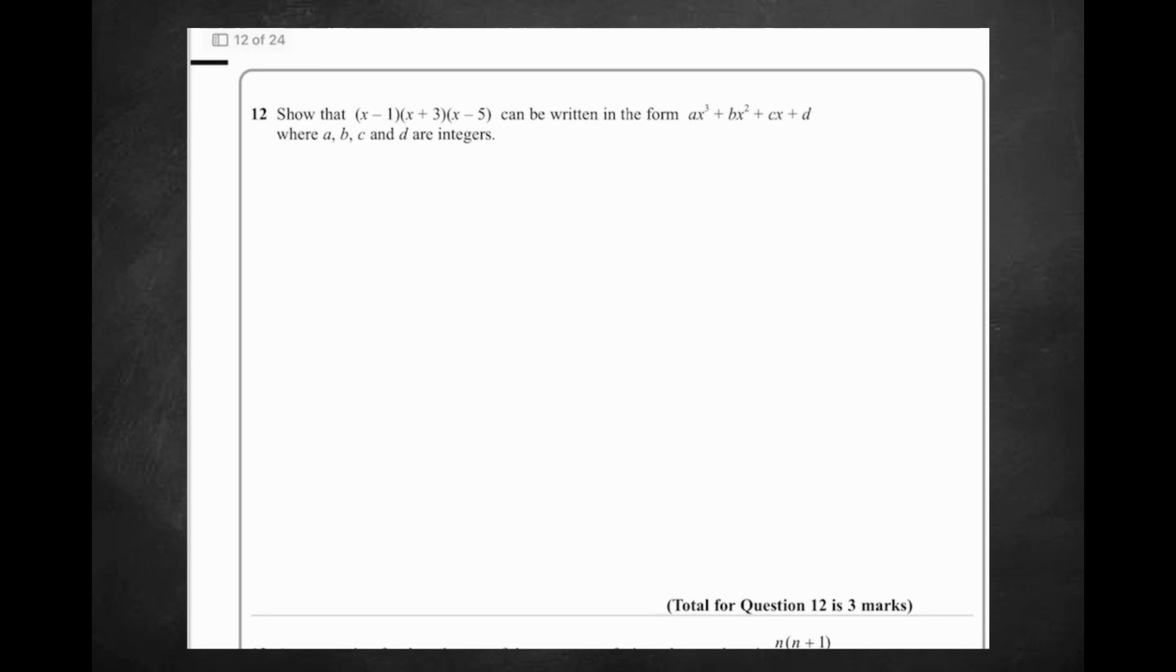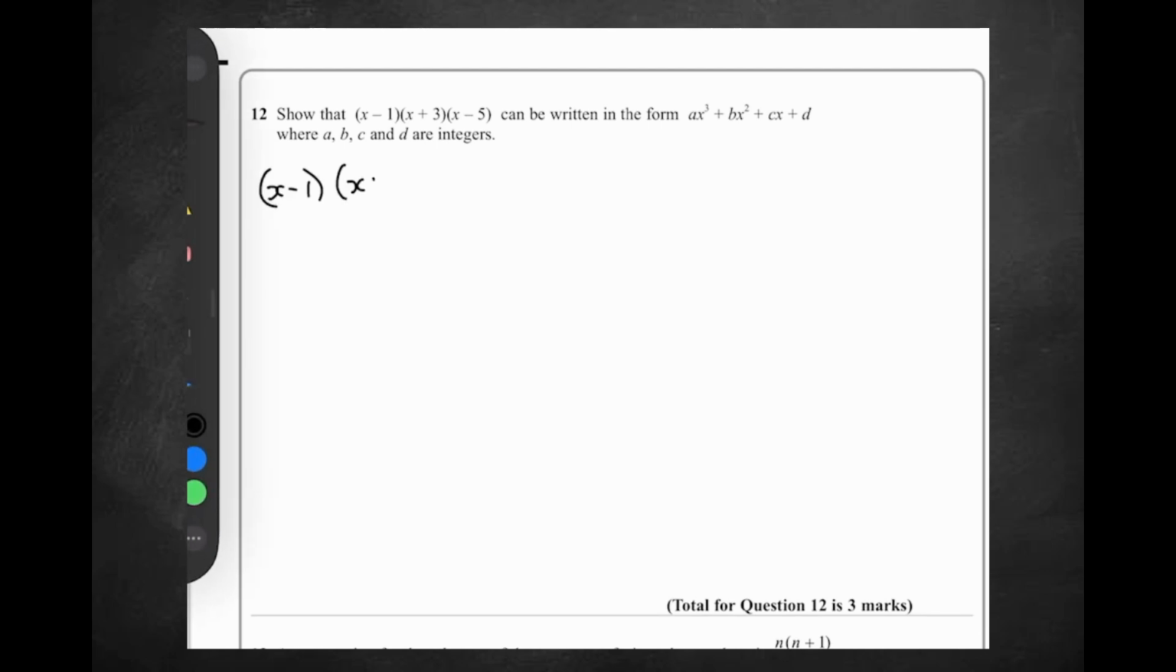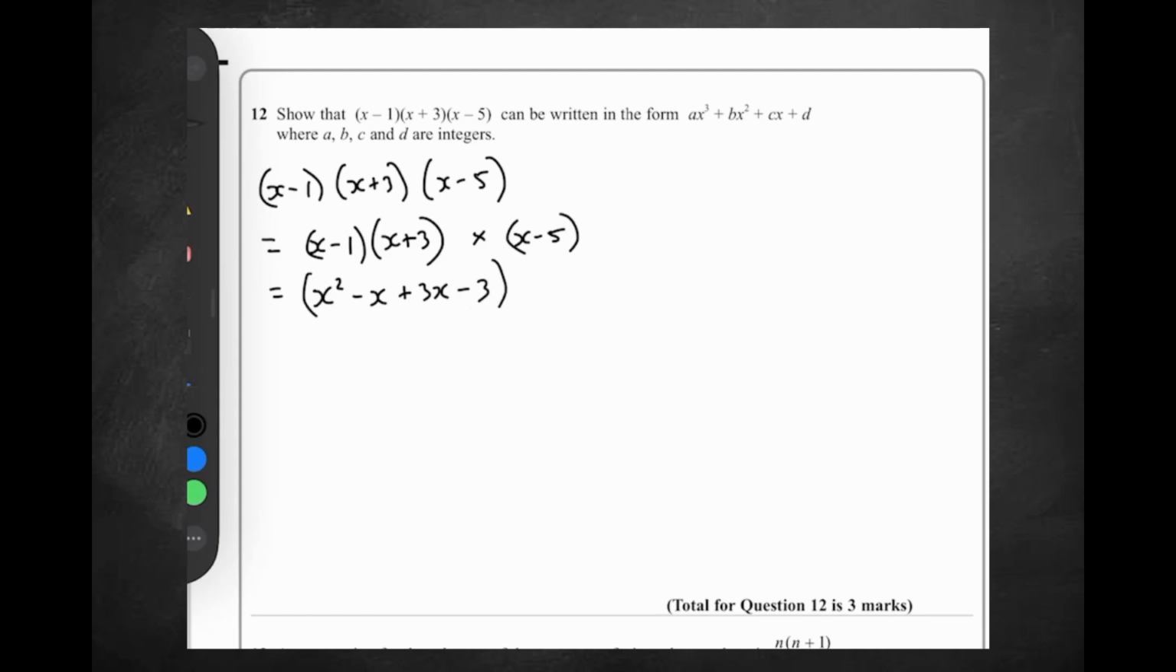Question 12. Show that x minus 1 multiplied by x plus 3 multiplied by x minus 5 can be written in the form ax cubed plus bx squared plus cx plus d, where a, b, c, and d are integers. So x minus 1, x plus 3, x minus 5 is the same as x minus 1 times x plus 3 times x minus 5. So let's put these 2 brackets together. It's going to be x squared minus x plus 3x minus 3 times x minus 5. Now we'll times it all by x minus 5.